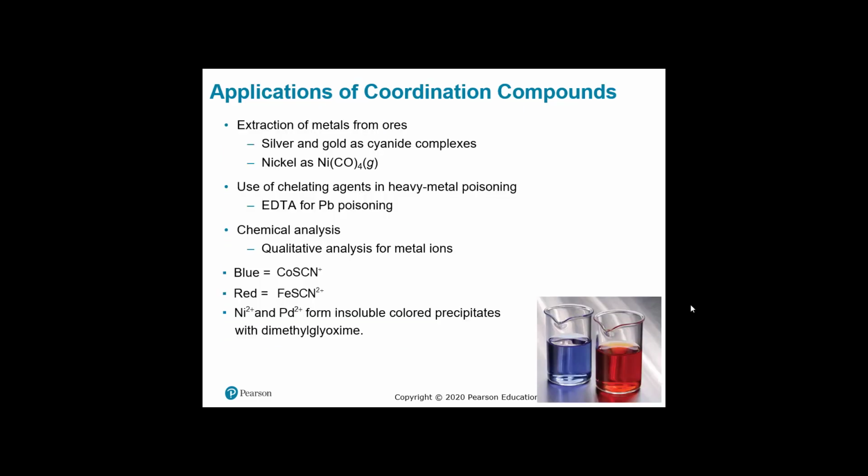So, applications of coordination compounds: extraction of metals from ores, because a lot of the metals are not found just as metals themselves. They are in ores and they're not easy to pull out from those ores. They have to go through a process. So using coordination compounds to pull out, for instance, silver and gold is one of the ways that metals are pulled out of the ore. Another is pulling nickel out of a nickel complex.